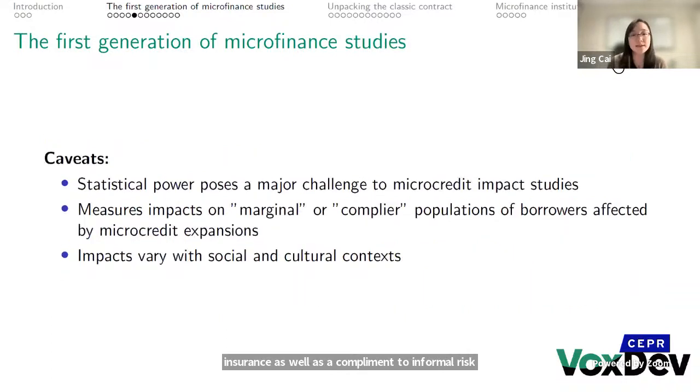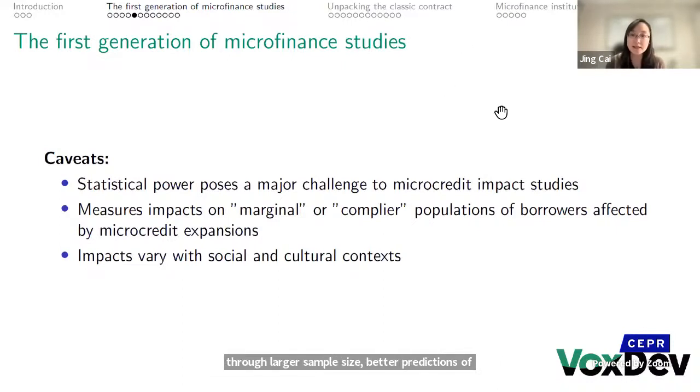But there are some caveats that we need to keep in mind regarding those findings. First, in many studies, the magnitude of effects is actually not small, but not statistically significant. And this is due to a lack of statistical power because of the low take-up rates. So this means that while we cannot rule out zero effects, we also cannot rule out large effects. So for future research, more precision is needed, maybe through larger sample sizes, better predictions of take-up, and meta-analysis.